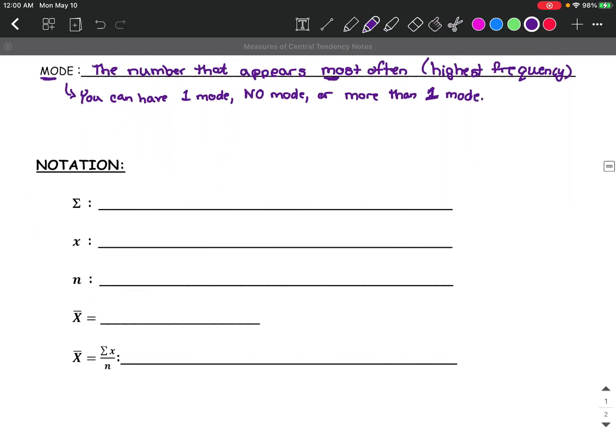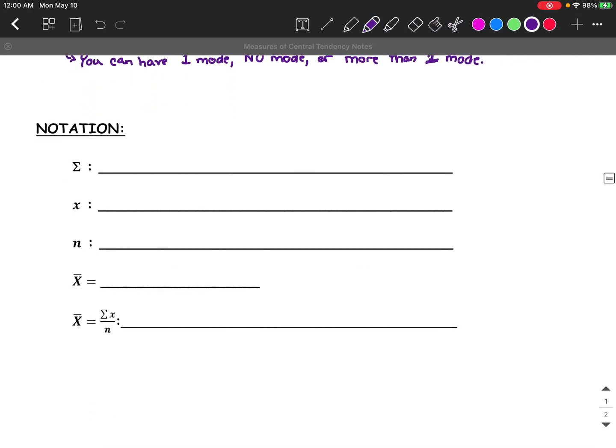Now, there is some notation that we want you to recognize and be familiar with. The first one looks a little weird. It's the Greek letter sigma, okay? And it means sum. Sigma is the sum. You sum up all the data. It's the sum of the data values. So whenever you see that symbol, it means add everything up.